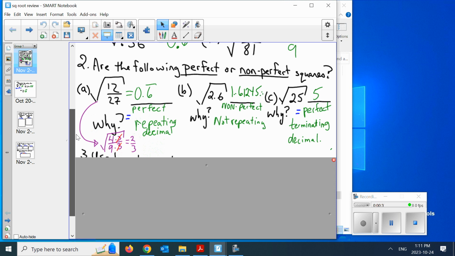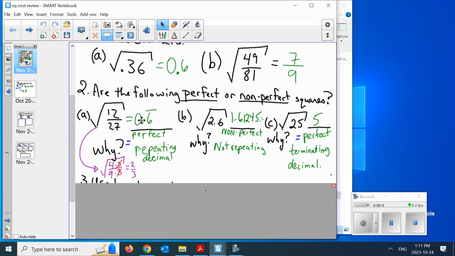Perfect or non-perfect. If you have a repeating decimal as an answer to a problem, then it is perfect. If you don't have a repeating decimal, and you have just a decimal that goes on forever without any pattern, it's not perfect. If you have a terminating decimal, like 5.3 or just 5 or 7 as the answer, that's a perfect square.